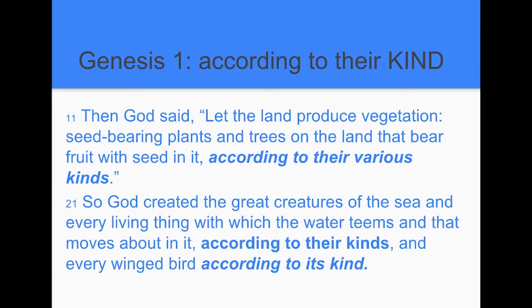In Genesis 1, God said, "Let the land produce vegetation, seed-bearing plants and trees on the land that bear fruit with seed in it, according to their various kinds." So God created the great creatures of the sea and every living thing with water that teems and moves about in it, according to their kinds, and every winged bird, according to its kind.